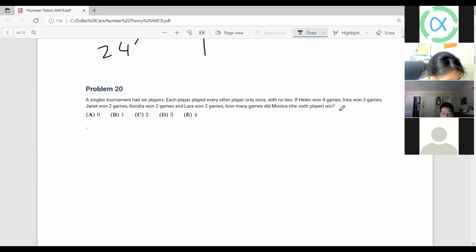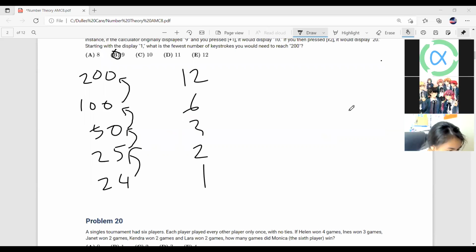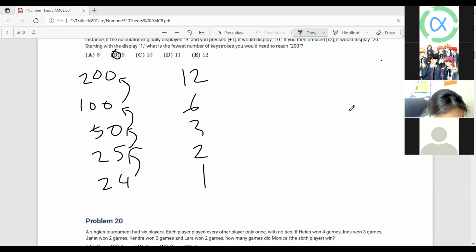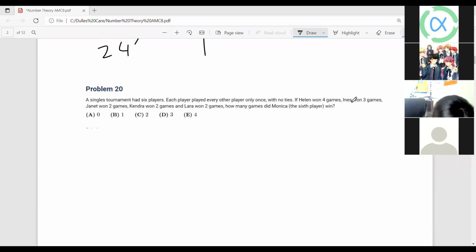All right. So does everyone understand that solution? All right. So let's look at problem 20 then.